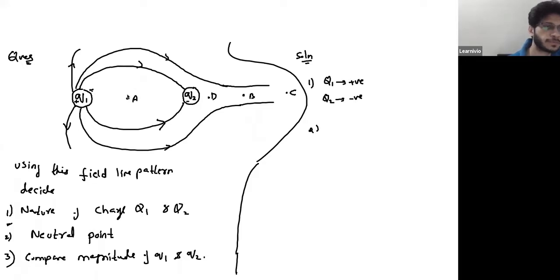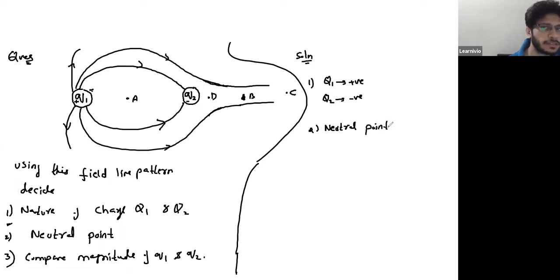Second part. Neutral point. B. Yes. At the neutral point, the field lines become parallel. Field lines are parallel over this point B, not at point B. See here, field lines are not parallel, but at B it's parallel. So the neutral point is B only.